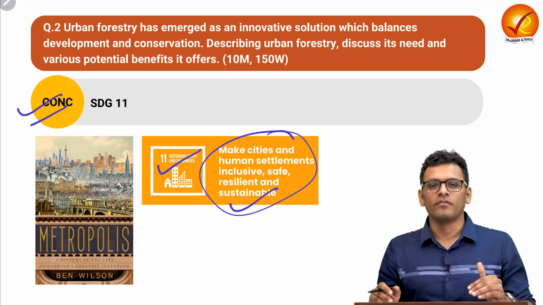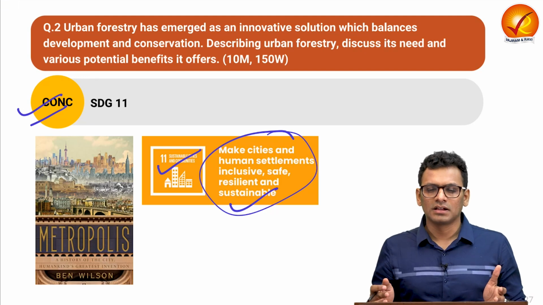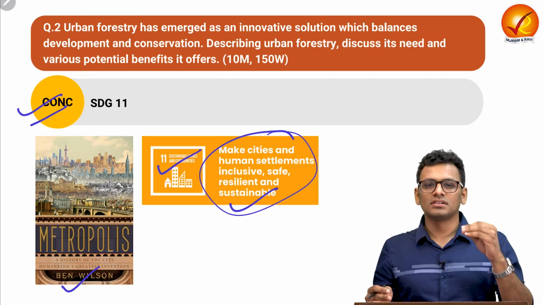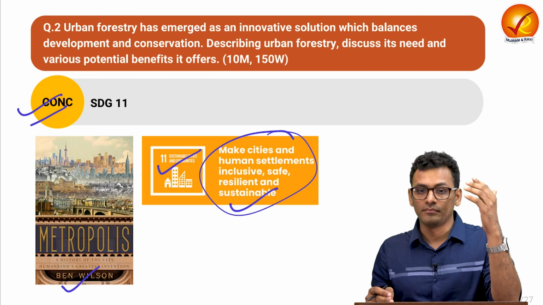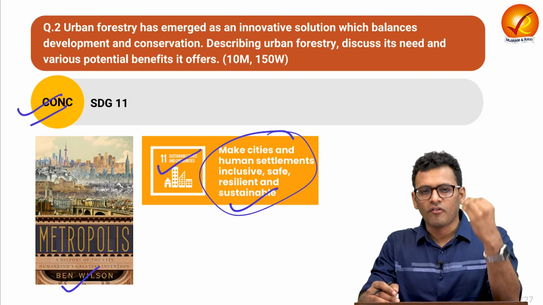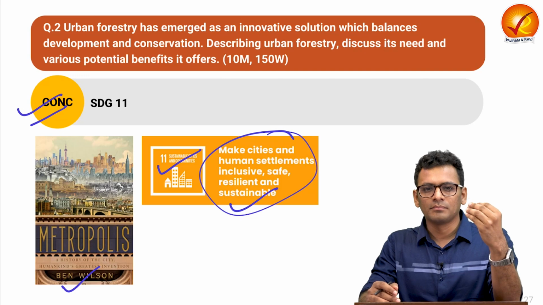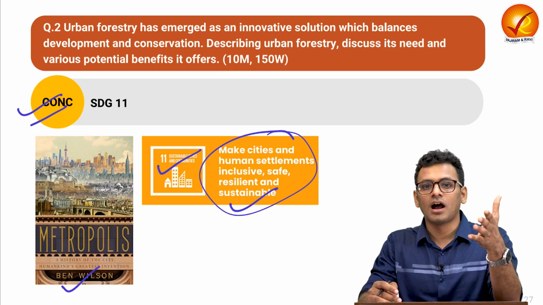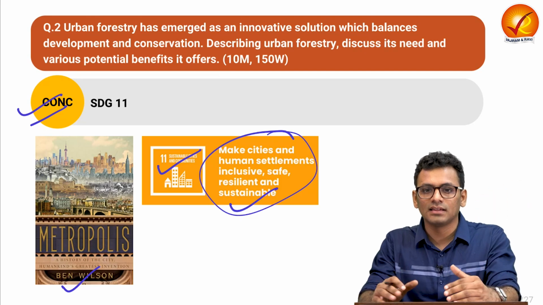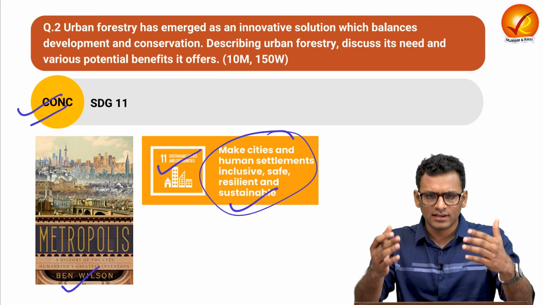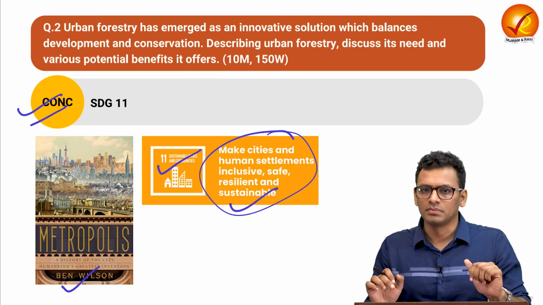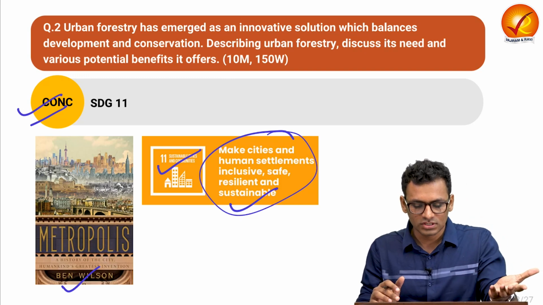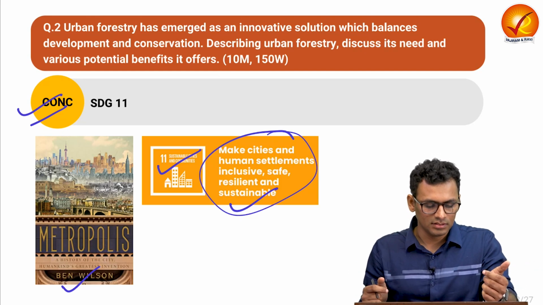Apart from that, if you want to go for an innovative approach, you can cite certain kinds of literature, as in Metropolis by Ben Wilson, which provides certain historical examples like the Hanging Gardens of Babylon, where we have seen how forestry has played a very important role in the development of urbanization. So we must not forget how it all started, and thus inculcate it in our future projects for urbanization, as well as implement the same in already existing urban places. So this is how you can talk about urban forestry as an innovative solution for development and sustainable conservation.